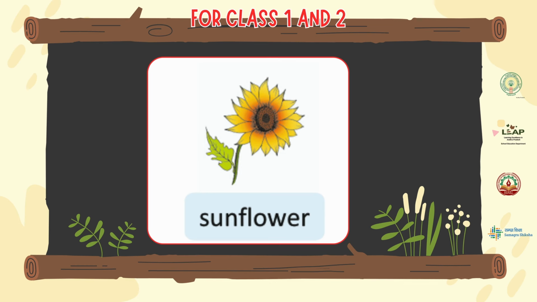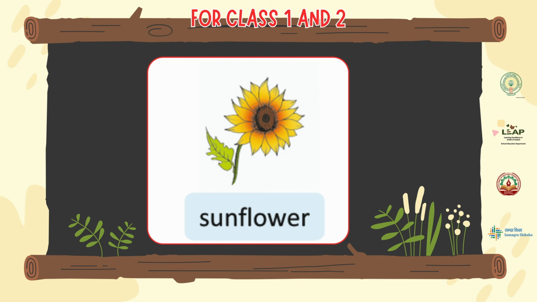Sunflower. Sunflower. Once again, sunflower. Now tell me, what color is this sunflower? Yes, it is yellow. Very good. The sunflower always faces the sun.